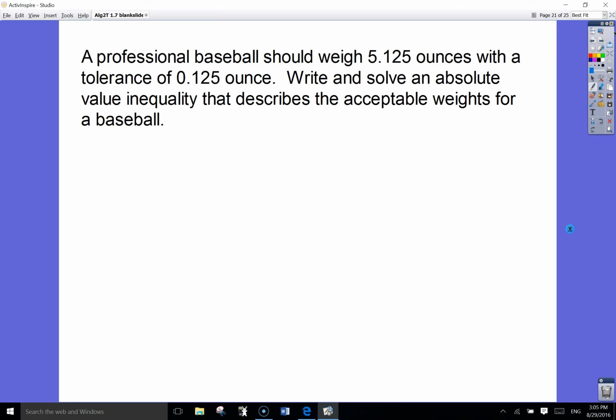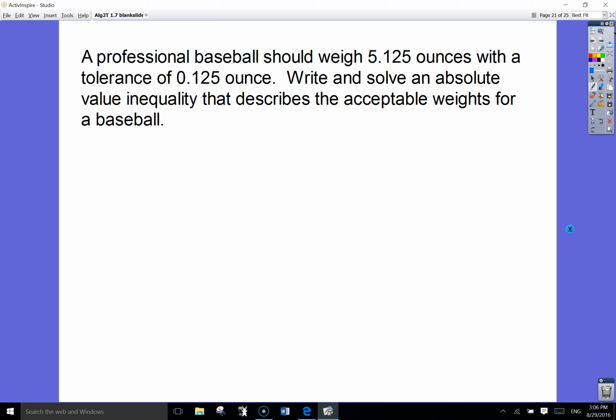Okay, couple word problems before we're done. A professional baseball should weigh 5.125 ounces with a tolerance of 0.125 ounce. Write and solve an absolute value inequality that describes the acceptable weights for a baseball.